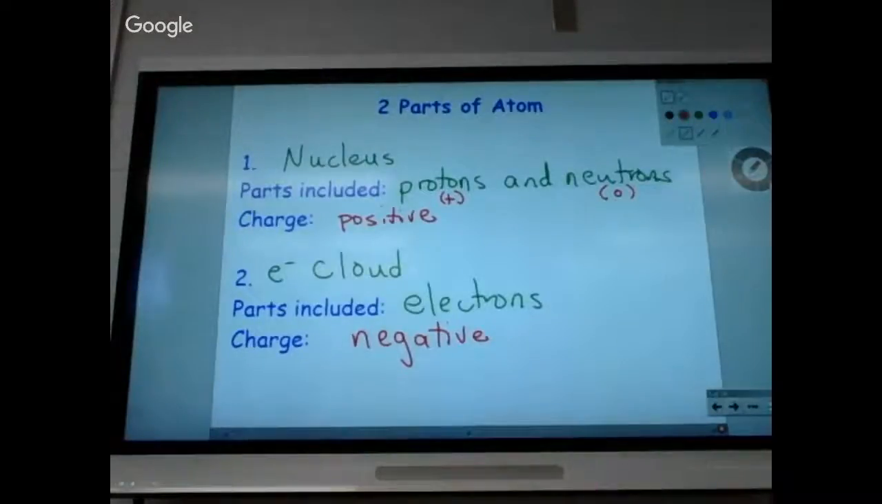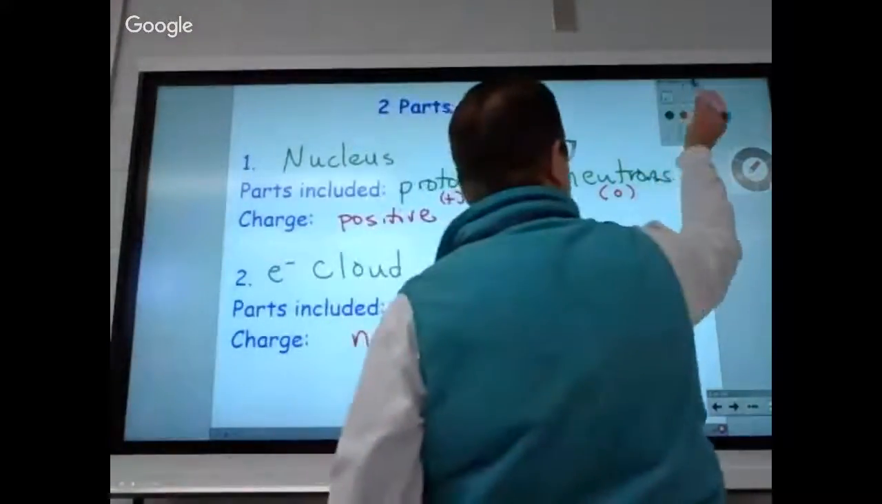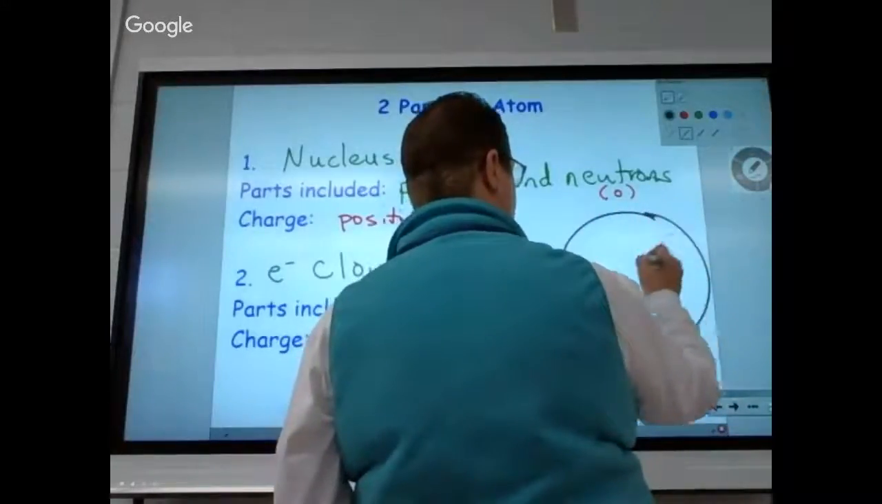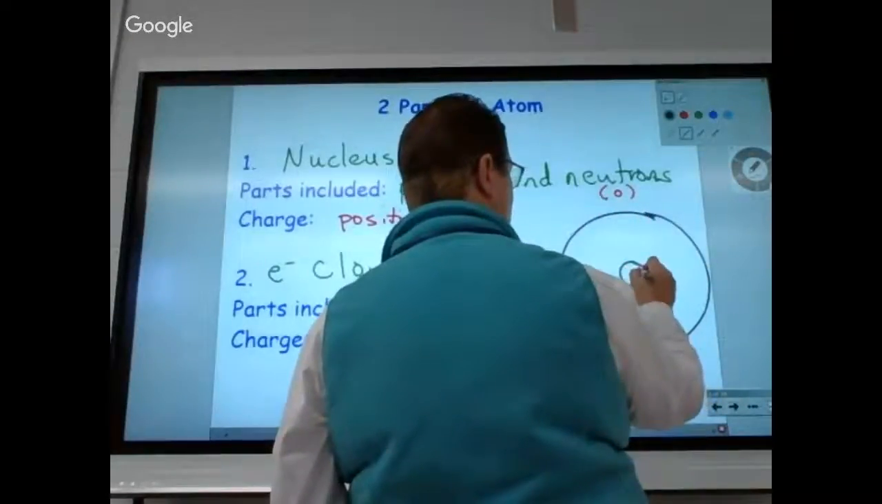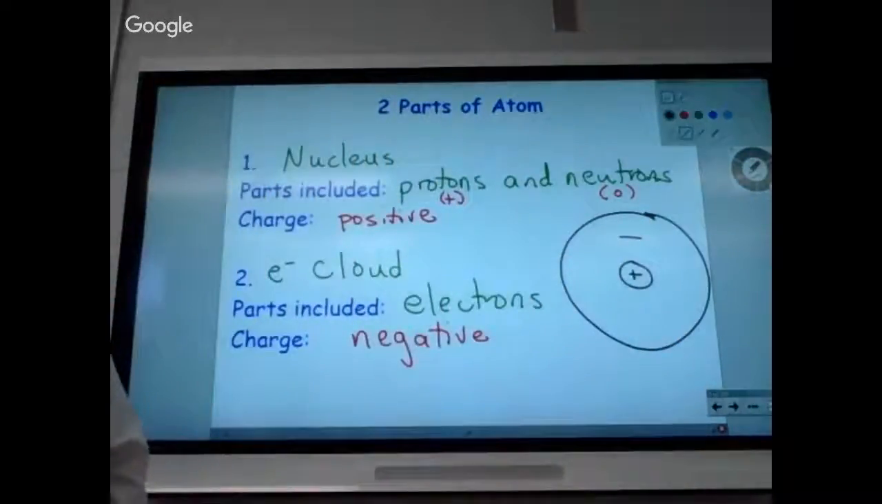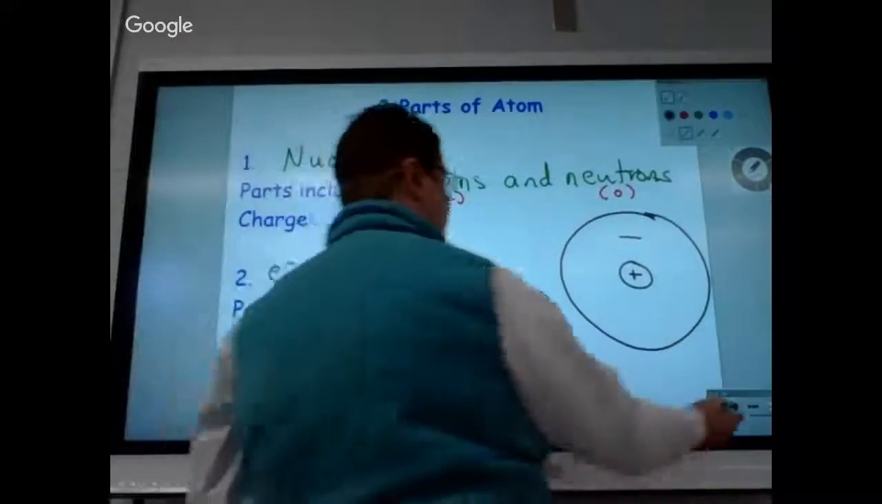All right. So, if we have a picture, which is not really drawn correctly, but if you have an atom, and you have a nucleus here, that's going to be positive, and out there will be negative. Does that make sense? Okay. Everybody good so far? All right.